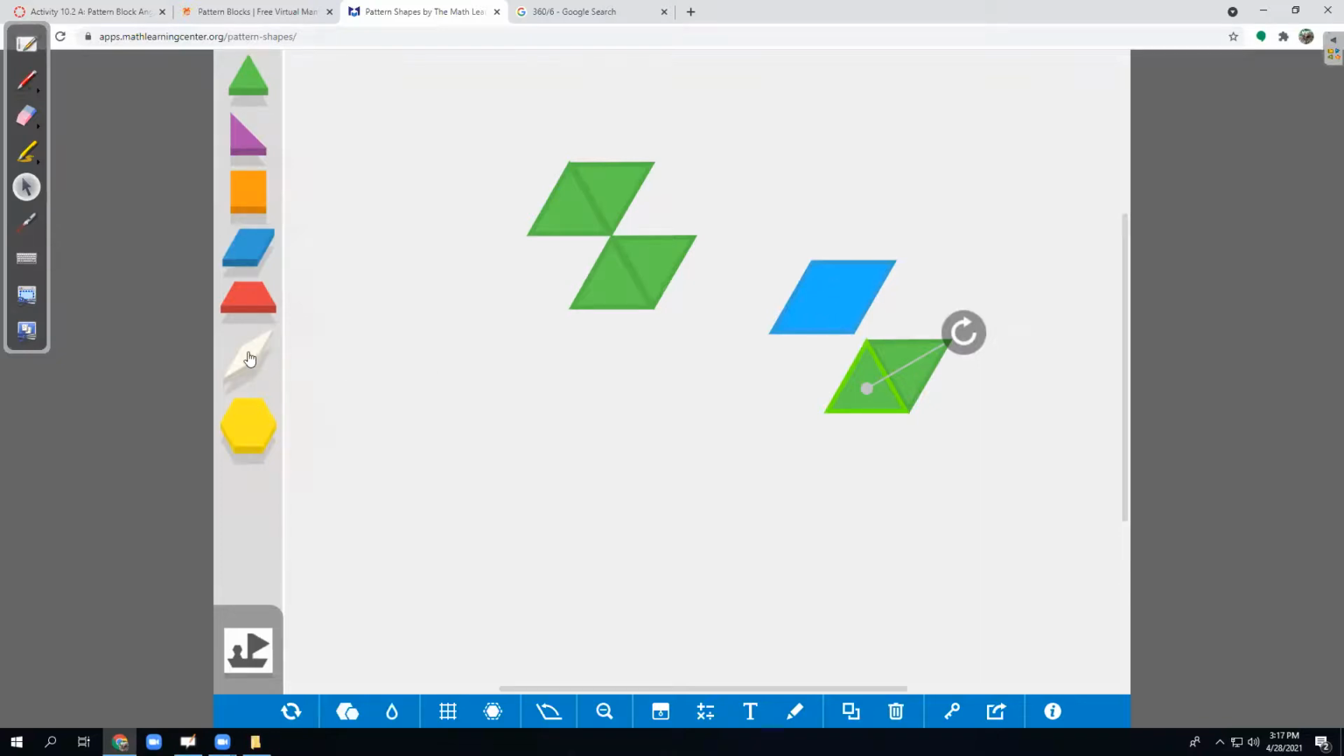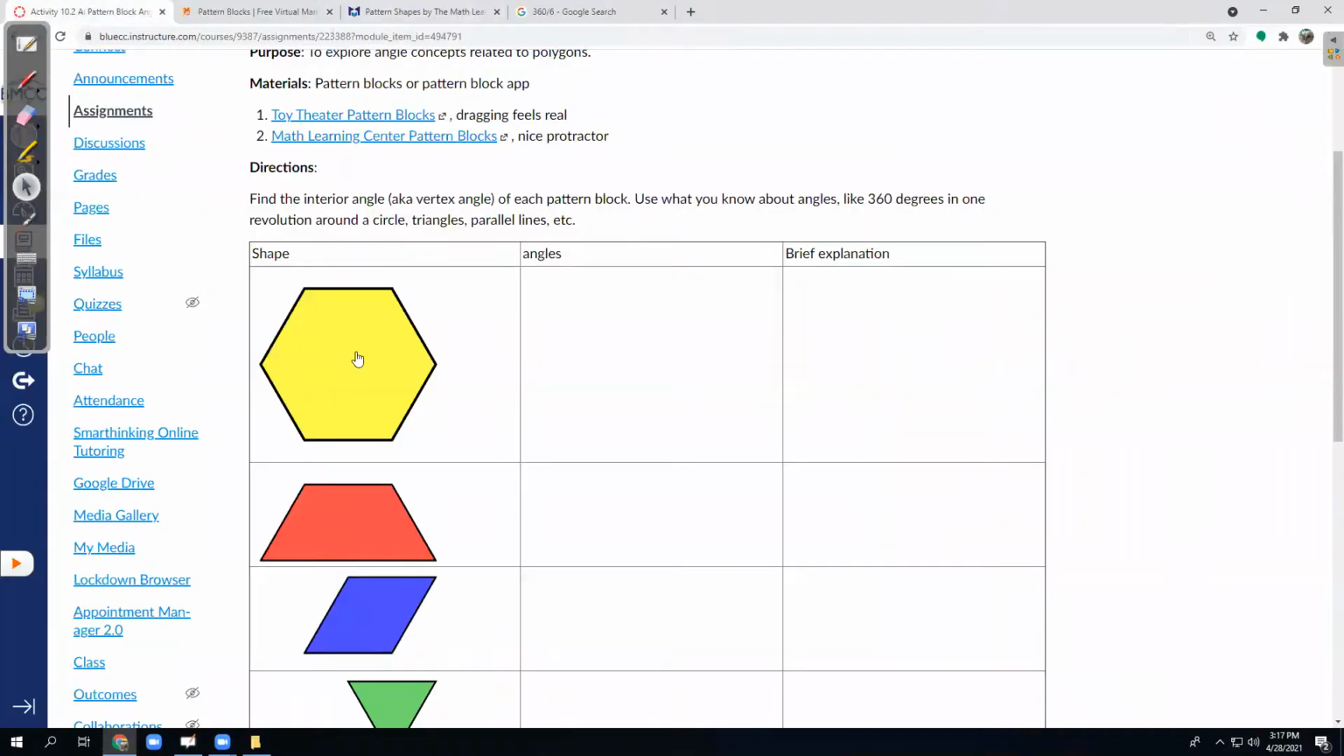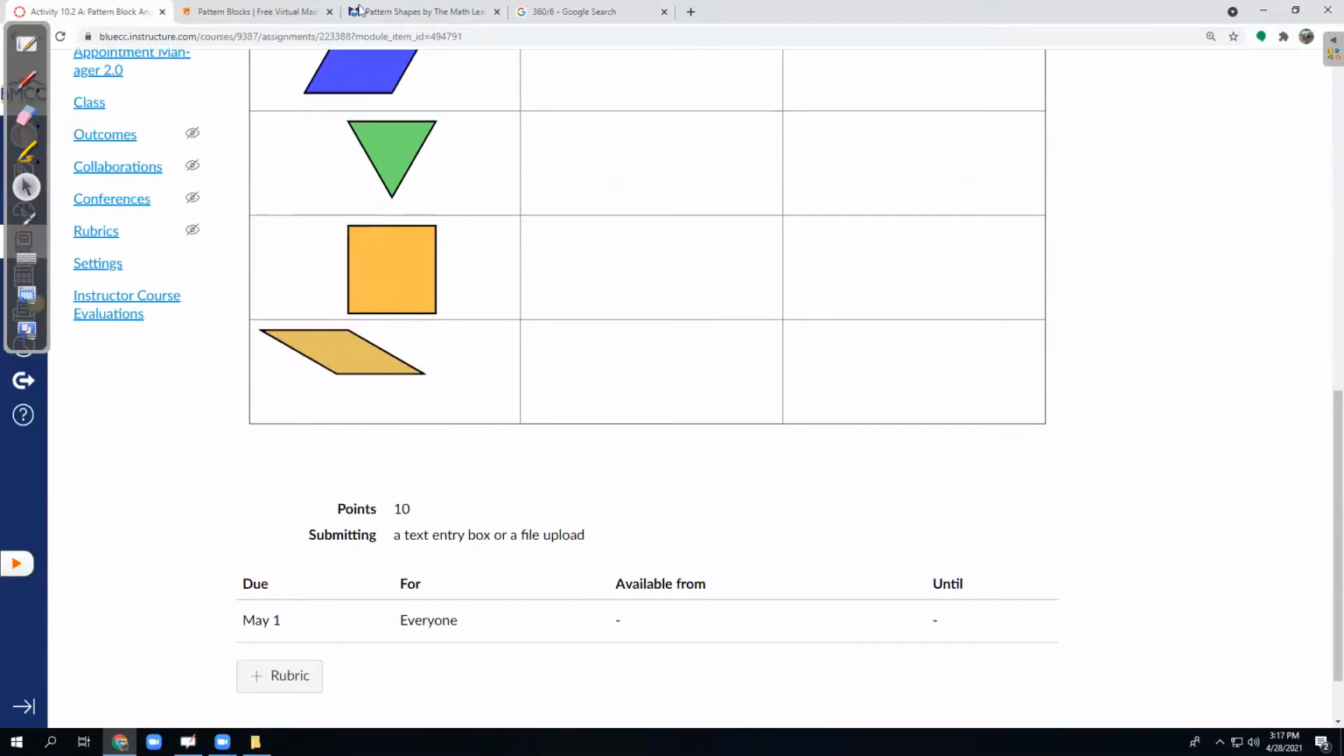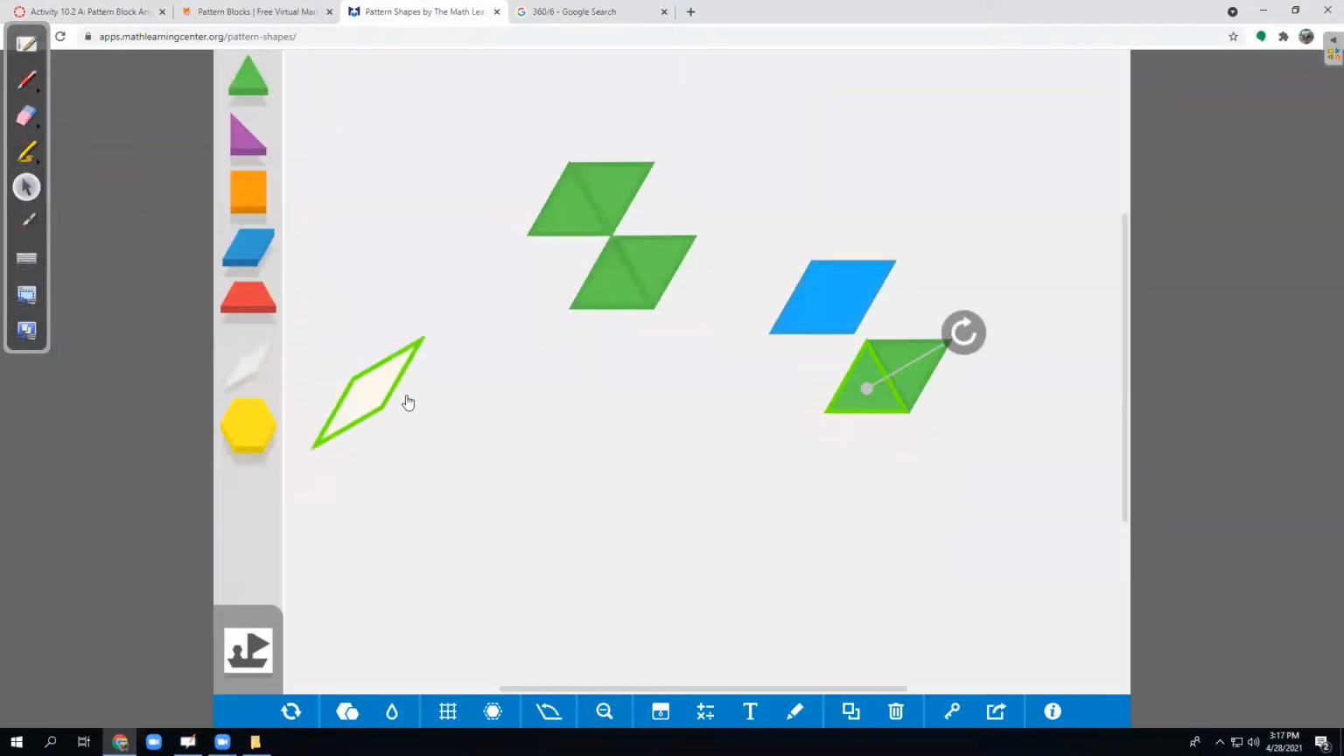This shape, I think I put that in the mix, didn't I? Yeah, there it is. Slightly different shade here. That one right there, notice it's narrower than any of these other angles when I try to line them up there.